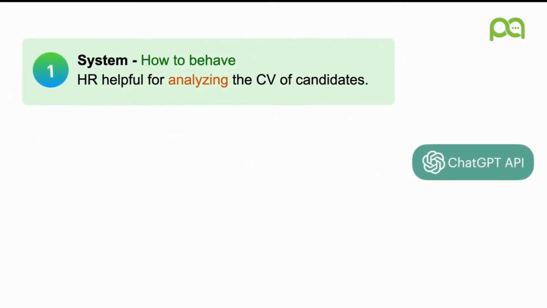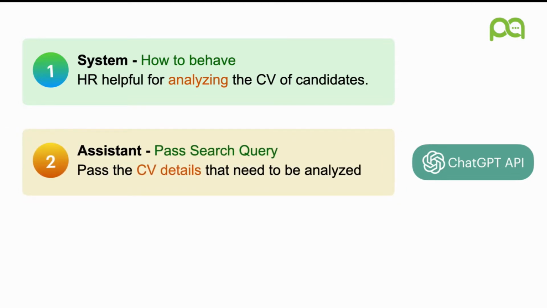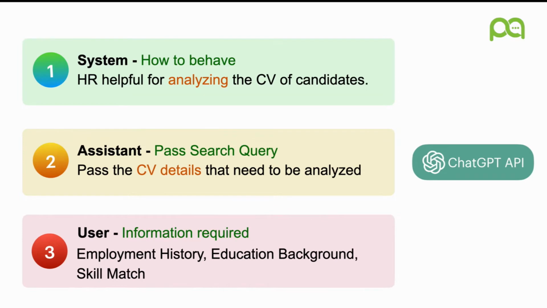Through the system variable, we need to pass the instruction to the ChatGPT engine on how to behave. In our case, the system variable is HR helpful for analyzing the CV of candidates. Through the assistant variable, we need to pass the search query. In our case, we need to pass the CV details that need to be analyzed. Through the user variable, we need to pass the information required from the CV. In our case, we need to analyze employment history, education background, skill match, etc. Now, let's get started with the integration.